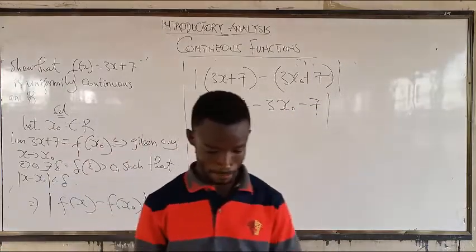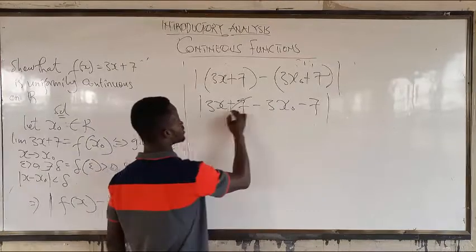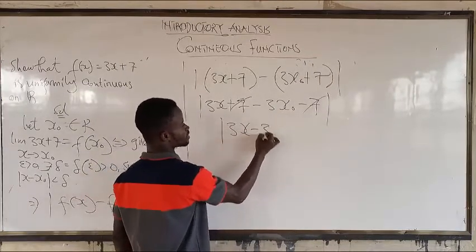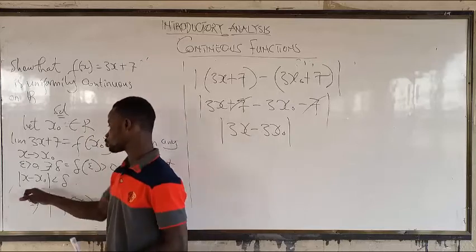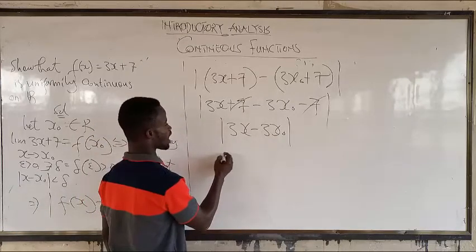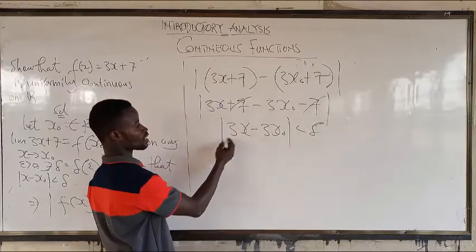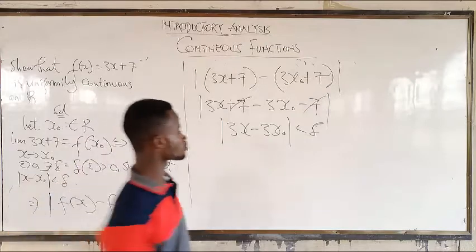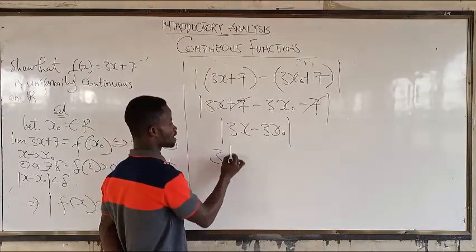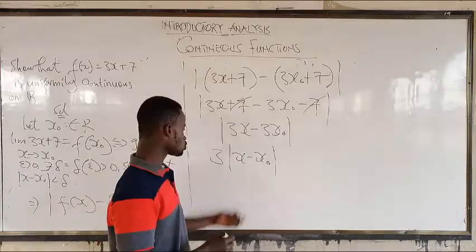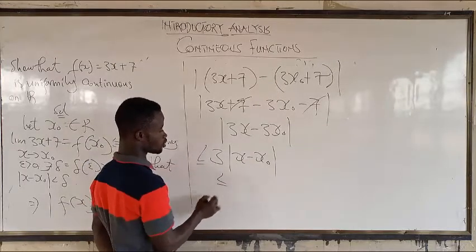Very good. Looking at what we have now, we can see that this will clear out this. So we get 3s minus 3s naught. And don't forget what we want to achieve: less than delta. So we can factor out 3 here, we get s minus s naught. So that means that we have been able to achieve that. Very good.